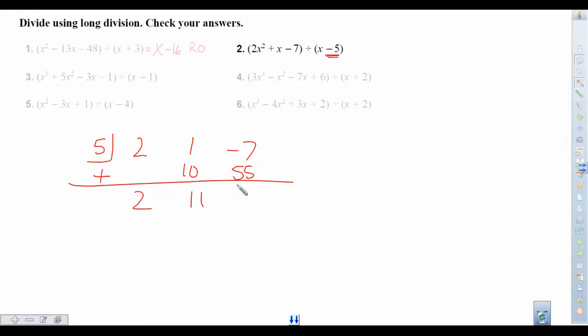Negative 7 plus 55. Wouldn't that be 48? So then we could write our answer here, our quotient, 1 degree less, so it's quadratic. So now this guy, our quotient right here is linear. So we have 2x and then plus 11 with the remainder of 48.